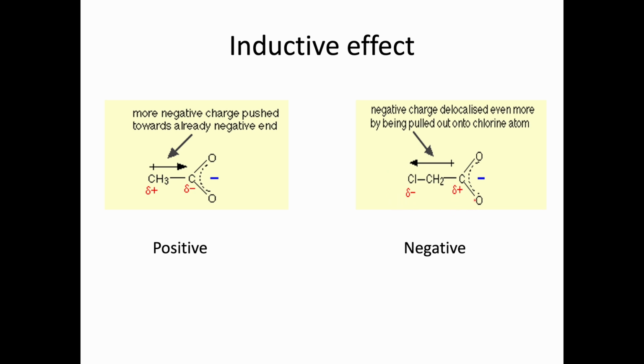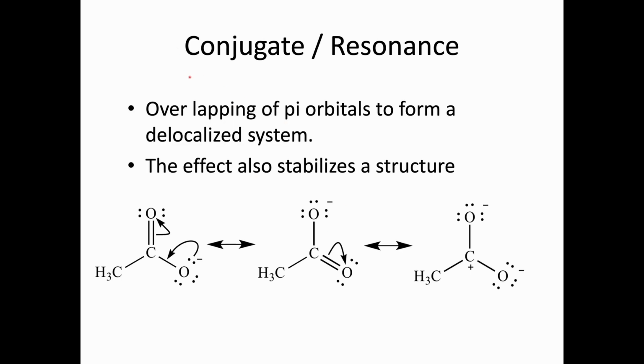Now we're going to be recapping your conjugate, your resonance. This occurs in compounds where you have that alternating double and single bond. It comes from the overlapping of your pi bonds, and this is going to cause your electrons to be delocalized. And this delocalization also increases the stability of your structure.